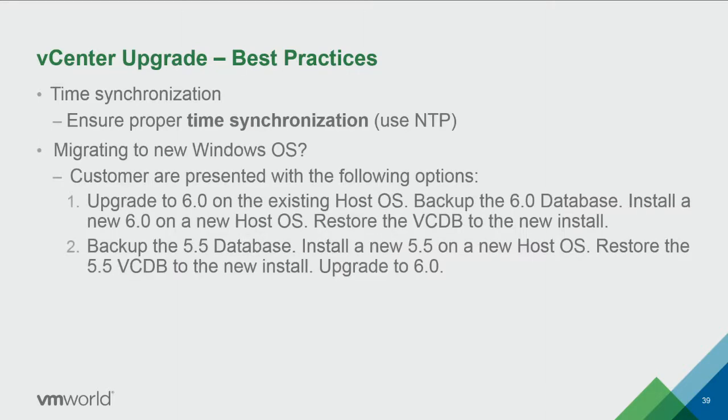Migrating to a new Windows OS. So there's two possible ways of migrating to a new Windows OS. You can upgrade to 6.0 on the existing host OS, back up the 6.0 database, install a new 6.0 on the new host OS, and then restore the VCDB on the new install. That's one way. The other way is to back up your 5.5 database, install a new 5.5 on the new host OS, restore 5.5 VCDB on the new install, and then upgrade to 6.0.